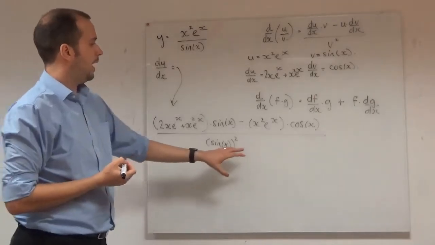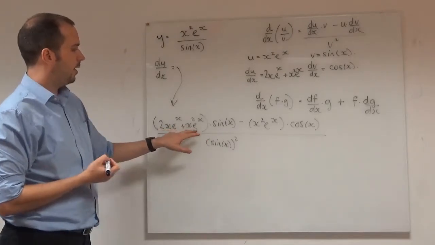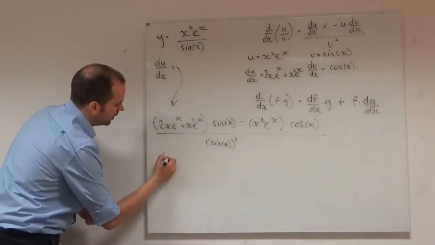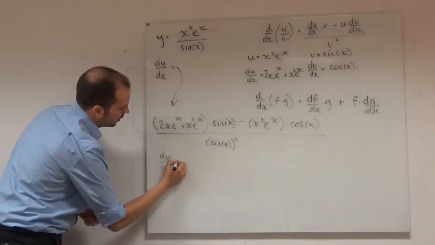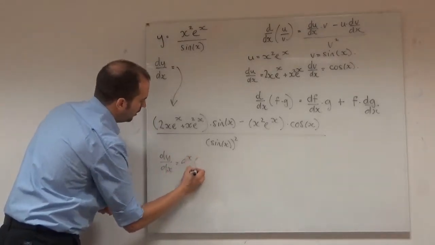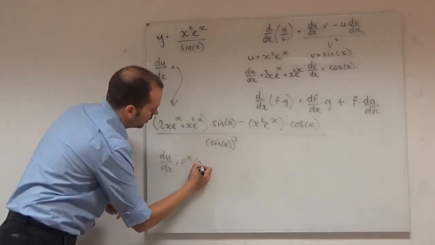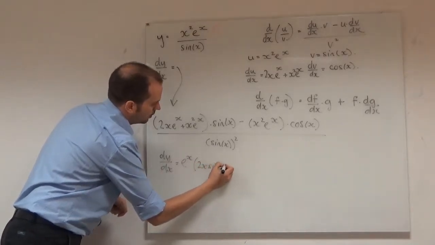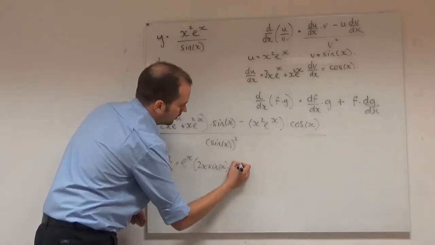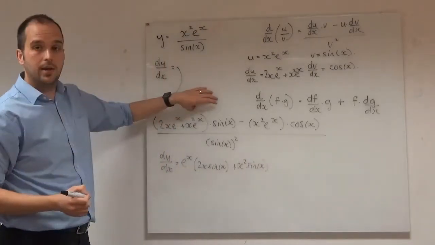We can have a look and see if there's anything we can tidy up. And there is one thing we can do. We can see every term has got an e to the x in it. So what I'll do, I'll just factorise that out and tidy up our answer as far as we can. So if we take an e to the x out to the front, it will leave us with a 2x times sine x, so it will be a 2x sine x. And then it will be an x squared times sine x. And that's this first term dealt with.